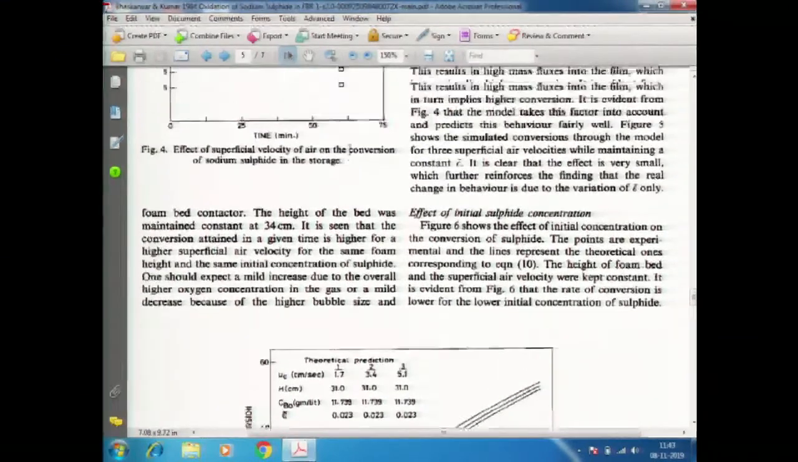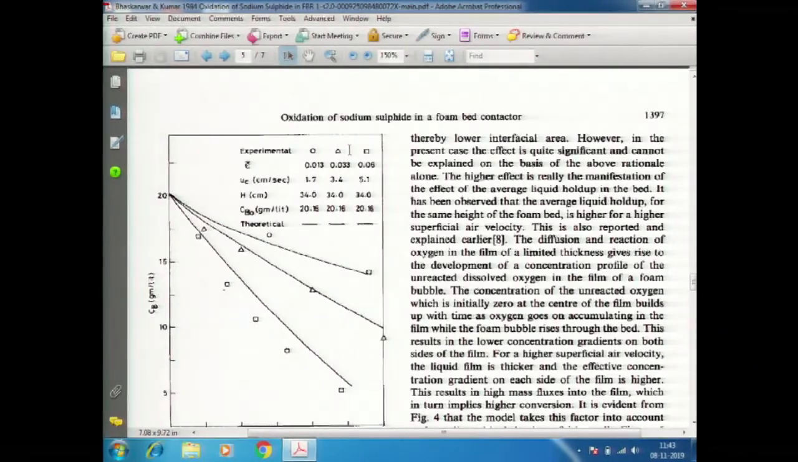There is one thing to note here. As you go from 1.7 to 5.1 centimeter per second, observe the variation of liquid holdup: 0.013, 0.033, 0.06. So, liquid holdup has increased. This is anticipated. If you have larger flow rate of gas, more drag on the liquid, more liquid will be held up in the foam section. If there is more liquid in the foam section of same height, the films will get thicker.